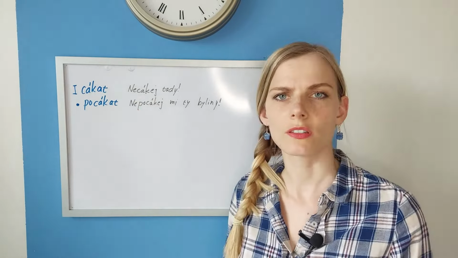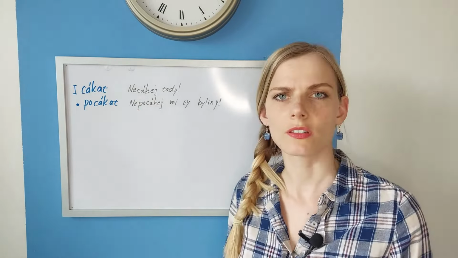Whereas nepocákej mi ty byliny, you don't even want this situation to start. It means nobody is splashing, but you already see it in your head and you think, oh, don't even think of splashing. But then you have to say, what exactly is it that you don't want the water splashed on? Don't get the water on my herbs. That's why we have mi. Nepocákej mi ty byliny. Nepocákej mi ty boty. Don't get water on my shoes. You don't want the situation to start. Nepocákej. Necákej, stop it. You've started, but now I don't wish this to continue.